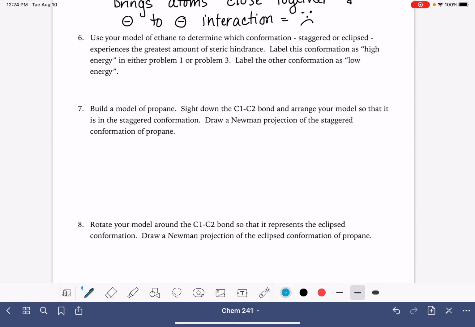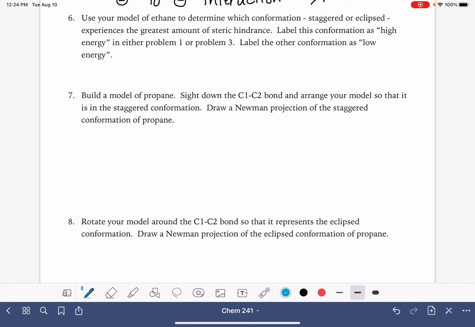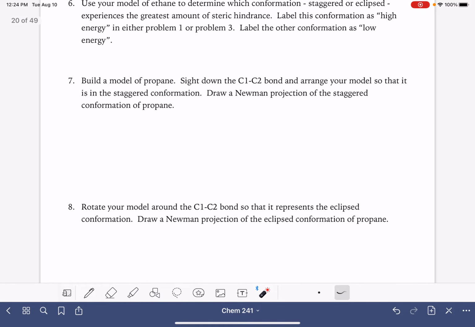So now we're going to take this information and translate it to propane. That's our 3-carbon hydrocarbon. I'm going to start just by drawing it in a Lewis structure. It's going to look like this. And it's going to be a partially condensed Lewis structure.